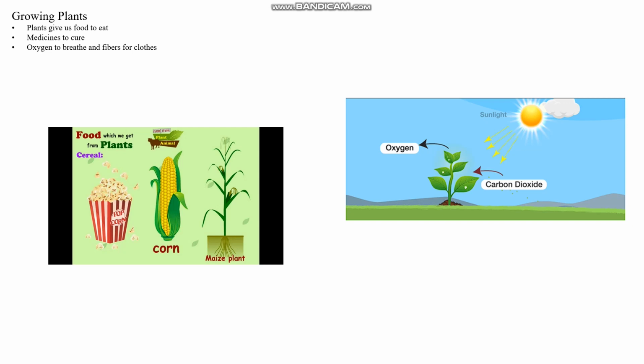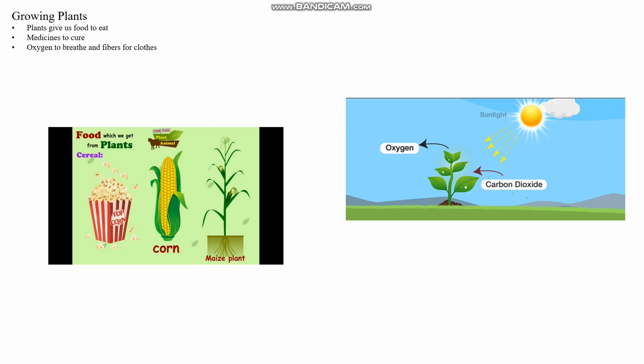We know that plants give us many things like food to eat, fibers for clothes, medicines to cure, paper, wood, etc. And the most important thing is oxygen to survive. So now how can we grow these plants? We can grow plants from seeds, roots, stem, leaf, etc.